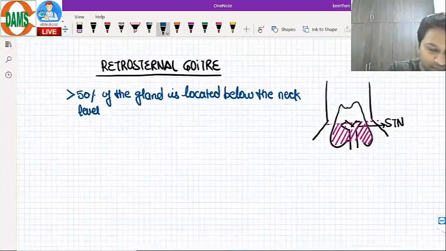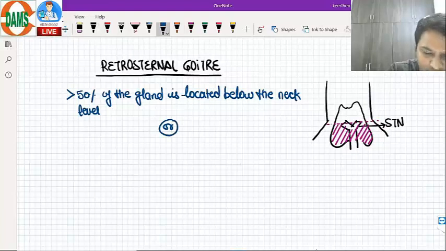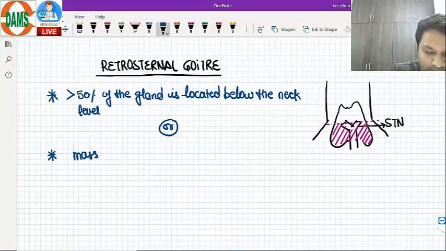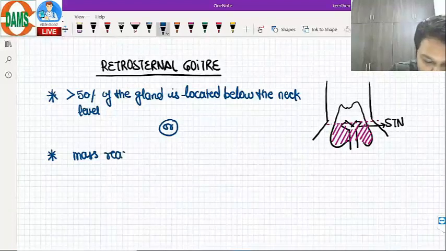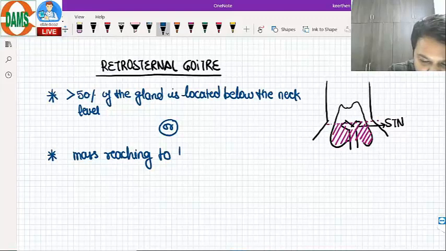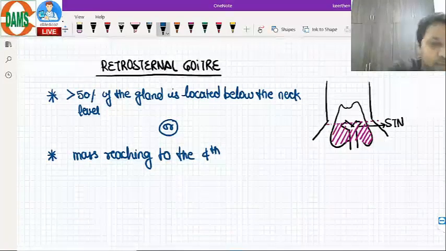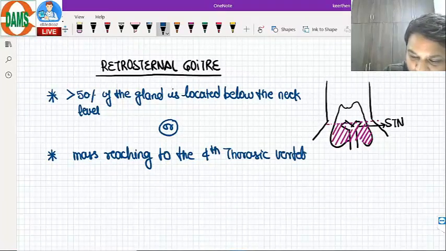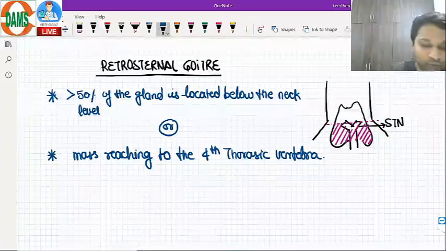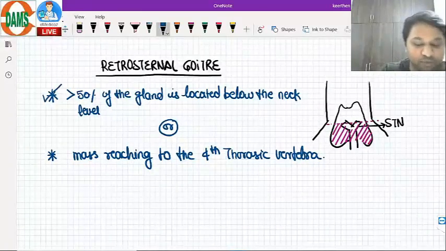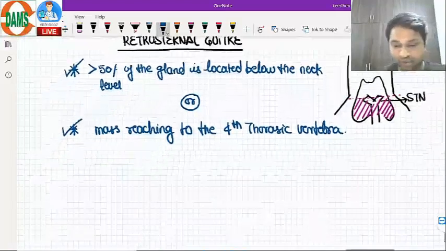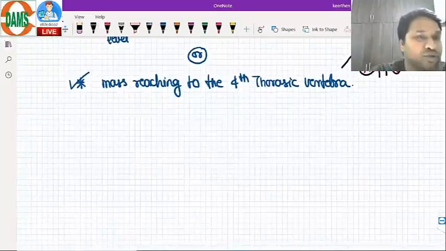Now, an alternate definition that we have for retrosternal goiter is if the extending mass is reaching to the fourth thoracic vertebra. This is referred to as retrosternal goiter. So we have two standard definitions for retrosternal goiter. One, if more than 50% of the gland is located below the neck level, or the mass is reaching to the fourth thoracic vertebra. In either case we call them retrosternal goiter.